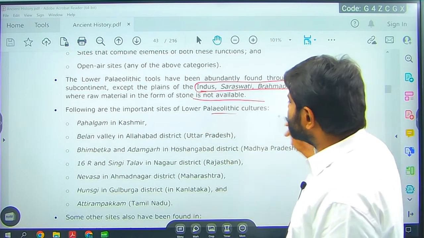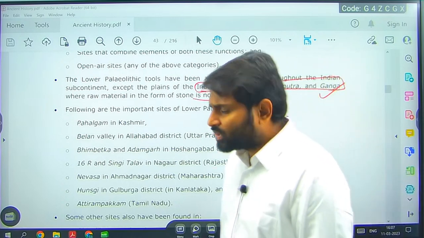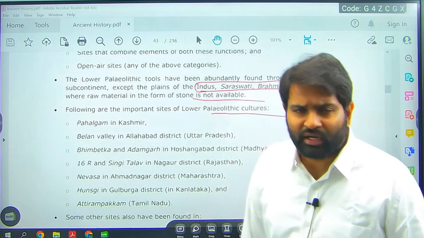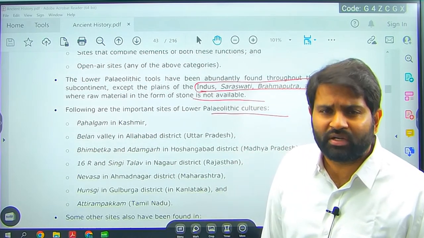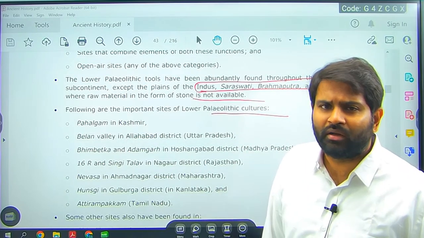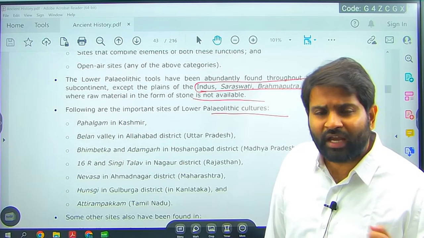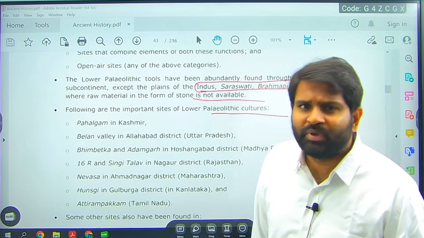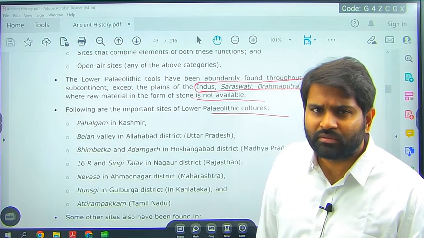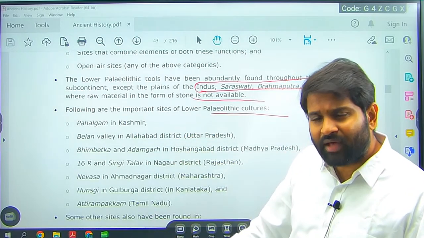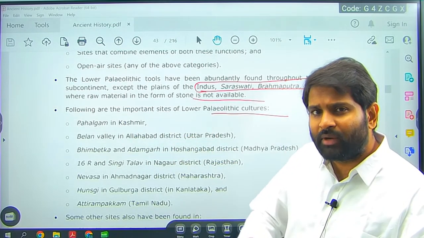Following are the important sites of lower Paleolithic age. So what are the different tools, what they are made of, and what are the different sites? That is what we have to understand. What are the stones made of? Quartzite, chert, sometimes basalt, quartz. The kind of tools are hand axes, chippers, cleavers, chopping tools, right? These are not available in river valleys because of the stone availability requirement.